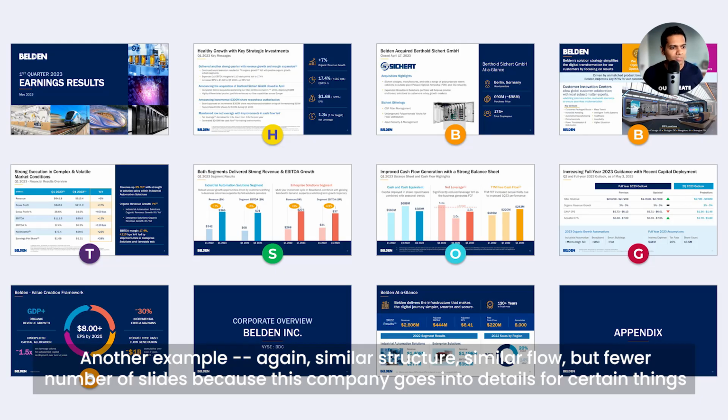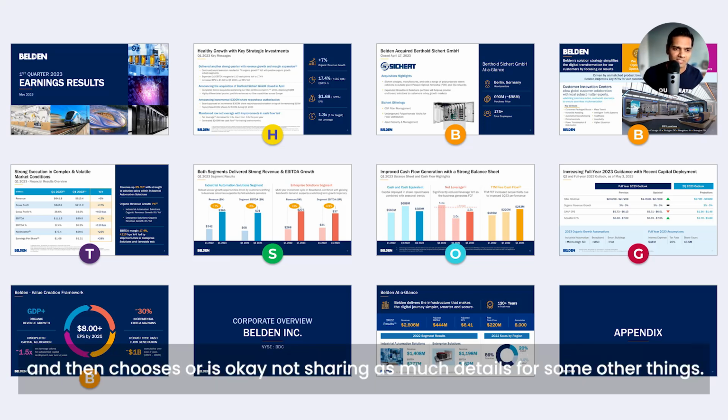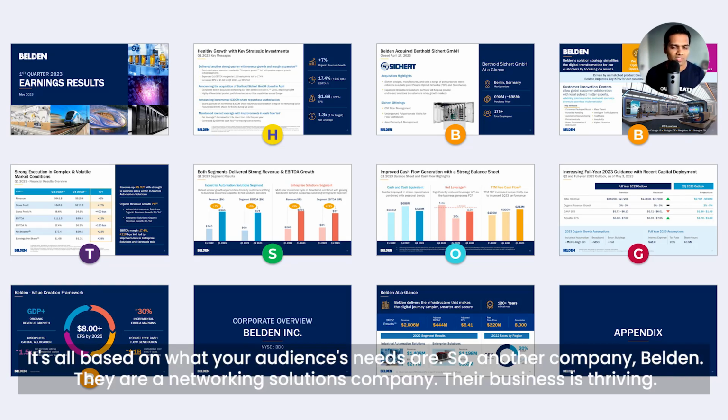Another example, again, similar structure, similar flow, but fewer number of slides because this company goes into details for certain things and then chooses or is okay not sharing as much details for some other things. It's all based on what your audience's needs are.